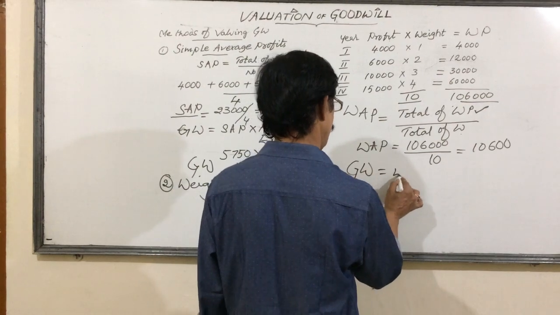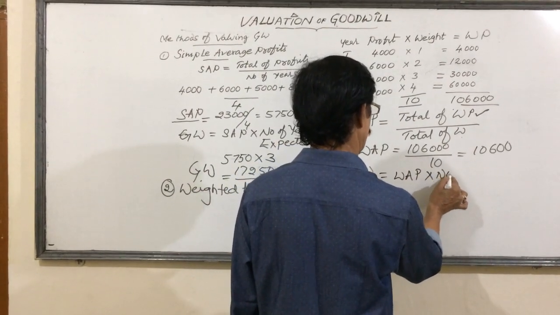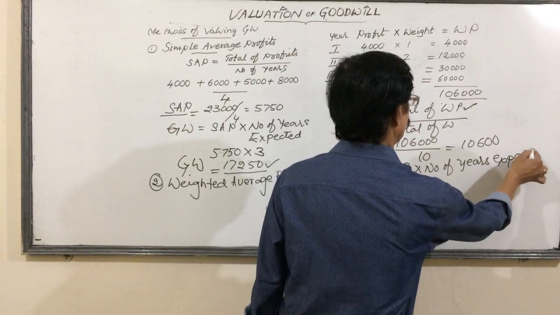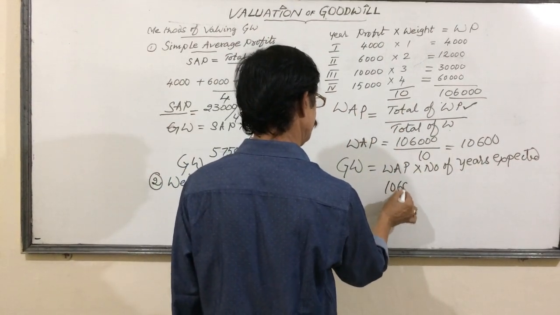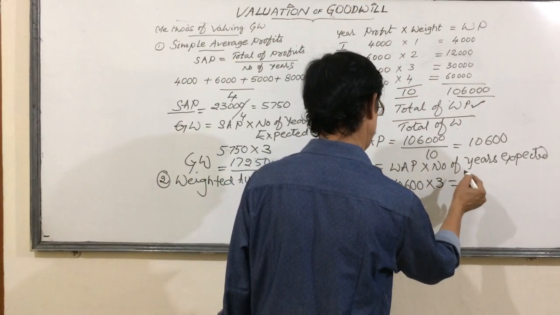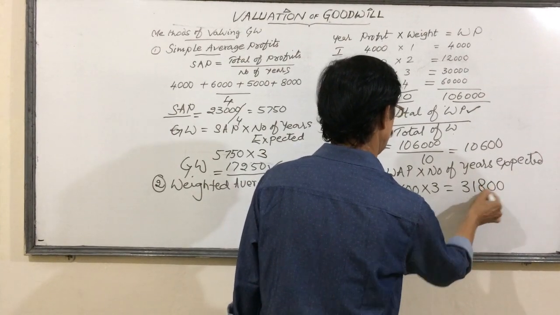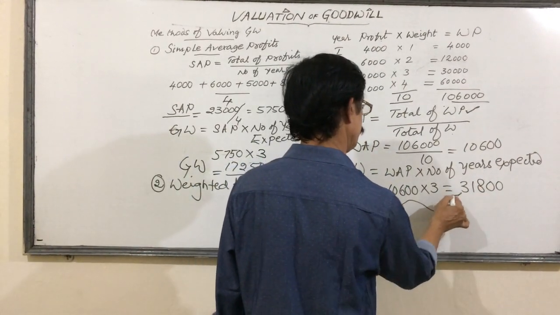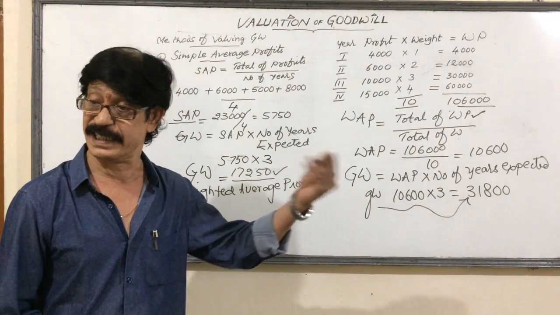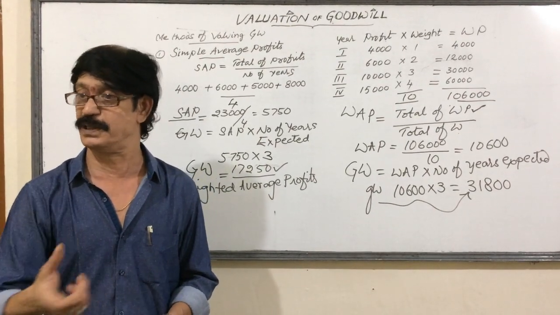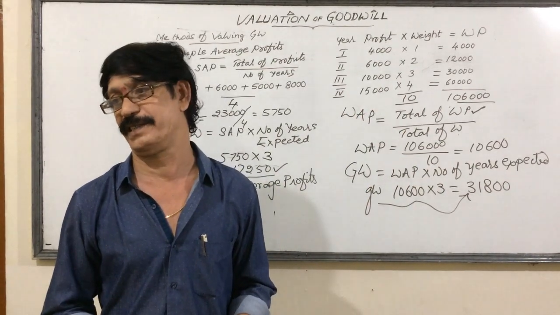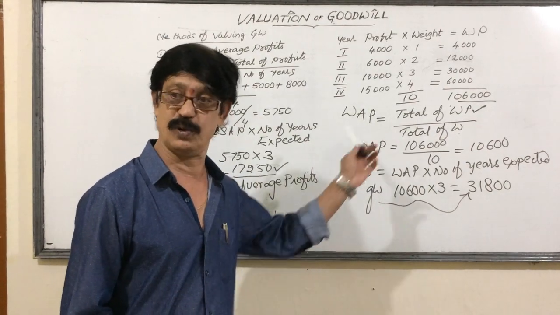Now goodwill is equal to weighted average profit into again the number of years expected. 10,600 into, as we expected previously, same example I am taking, into 3. This is the goodwill. Understanding? Two methods we have completed. One is simple average and the second is weighted average. When profits are up and down, simple average. When the profits are continuously increasing, we have to take weighted average. Understanding or not? Please take down. We will go through another two methods.